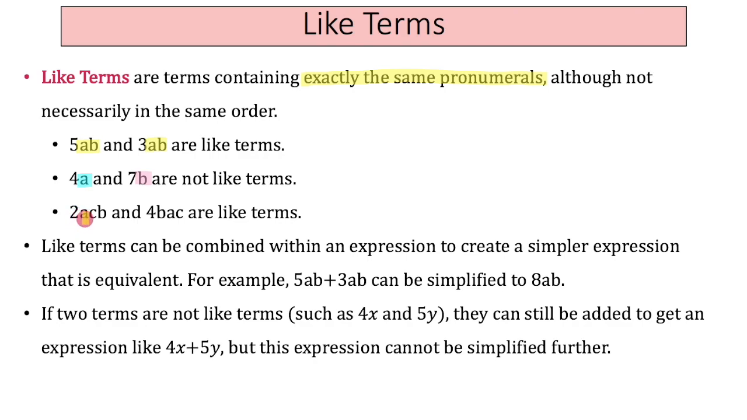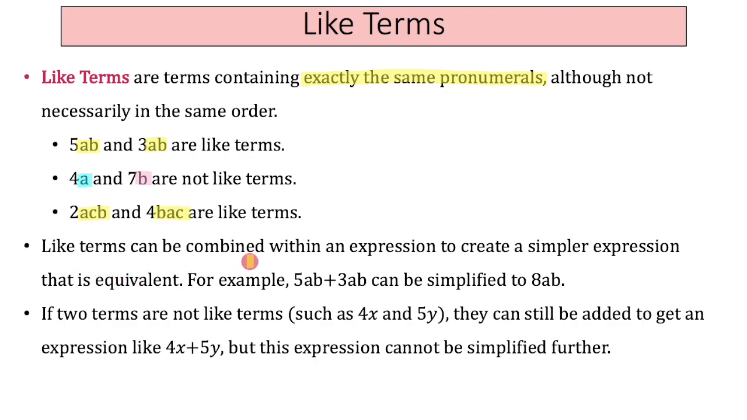Finally, we have 2acb and 4bac, and these are like terms. And the reason why they're like terms is because they have the same pronumerals a, b, and c. Over here, I have a, b, and c. They're just not in the same order. And that's what my definition says here, that they have exactly the same pronumerals, although not necessarily in the same order. Let's continue to read.